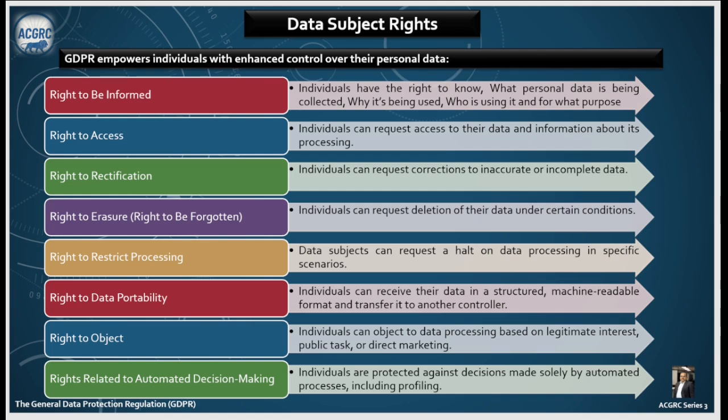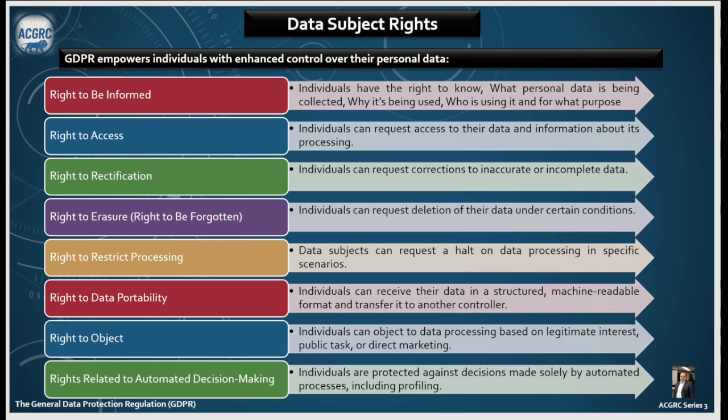Next is rights related to automated decision making. Individuals are protected against decisions made solely by automated processes, including profiling. In simple language, it means you have the right to say no to important decisions made only by computers with no humans involved. It also gives you protection against profiling, where companies use your data to guess things about you, like your behavior, interest, or credit risk.